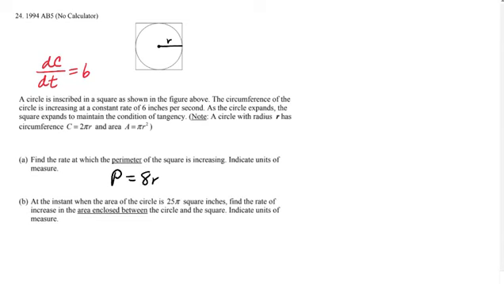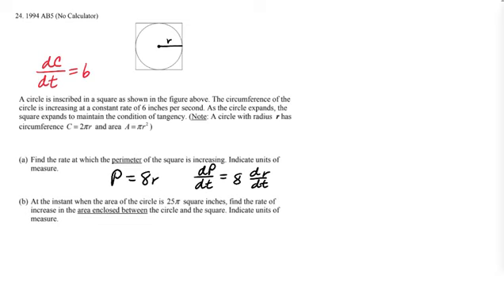Okay, and we want to find the rate at which the perimeter is increasing. So that's going to be dP/dt, and that's going to be 8 times dr/dt. We don't know dr/dt. So what would be a way that I could find dr/dt? I'm going to have to go into some other formula. So I'm going to take the derivative of the formula for circumference, set it equal to 6, and hopefully find dr/dt.